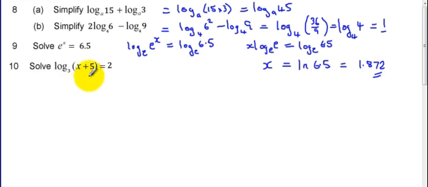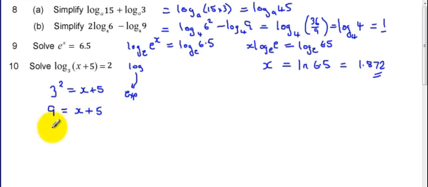Finally, question 10. This is a log equation. We can always solve a log equation by changing it into exponential form. The answer to the log is the power. The base of the log is 3, so we can say that 3 to the power of 2 equals x plus 5. Now 3 to the power of 2 is 9, equals x plus 5. So this gives us that x is equal to 4.